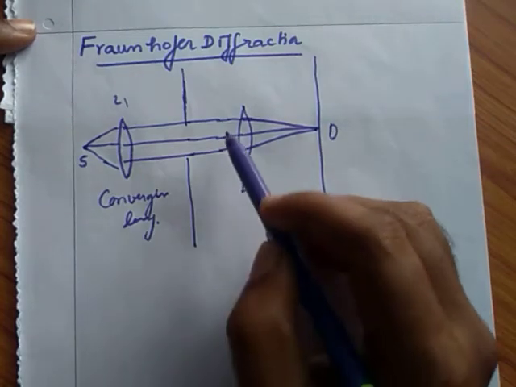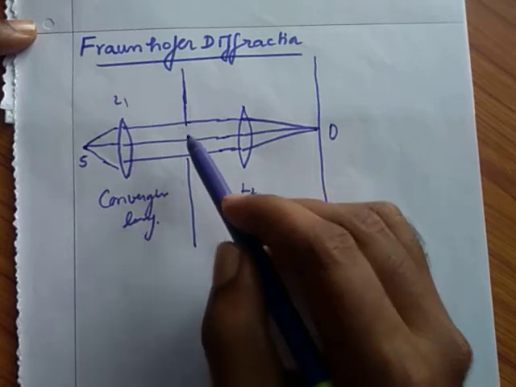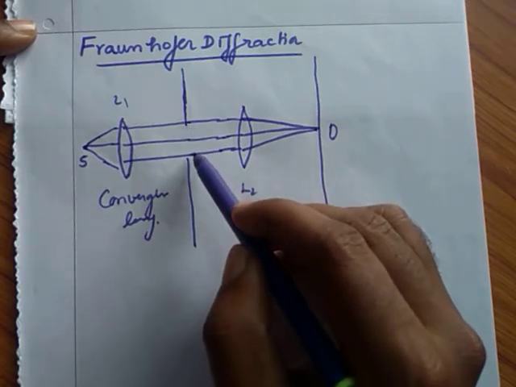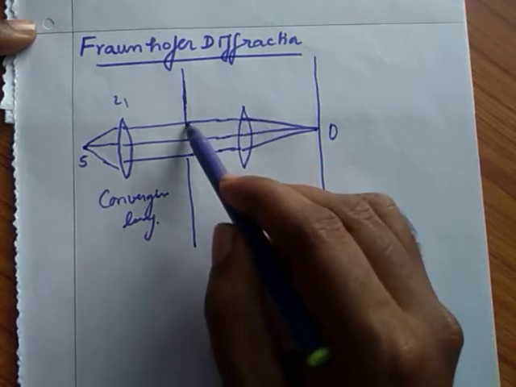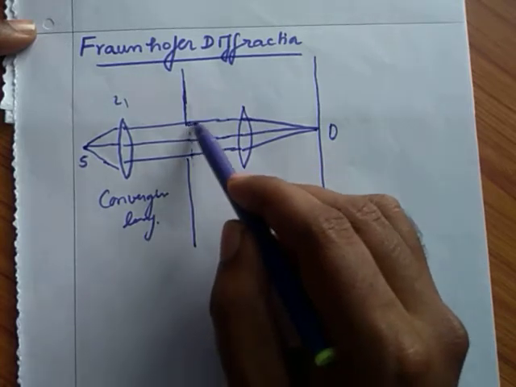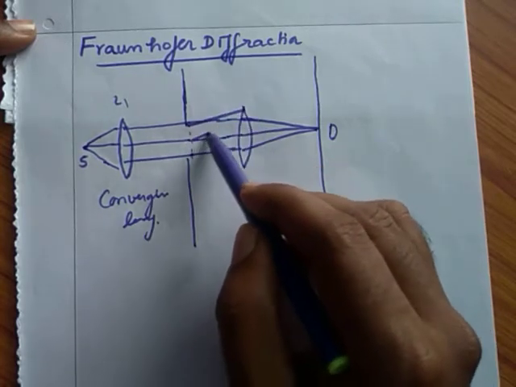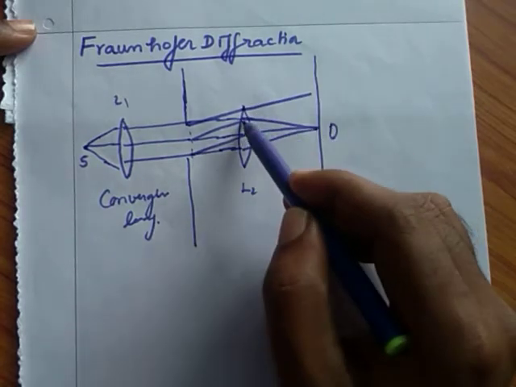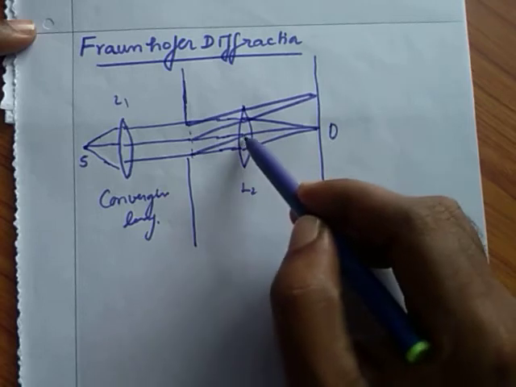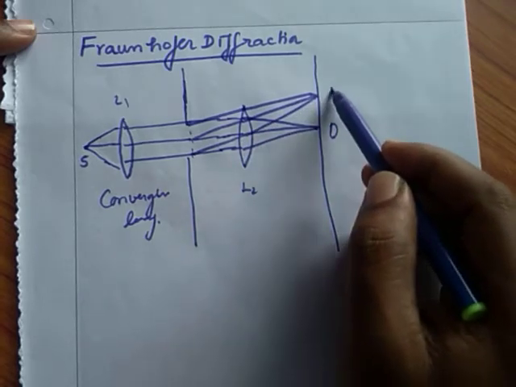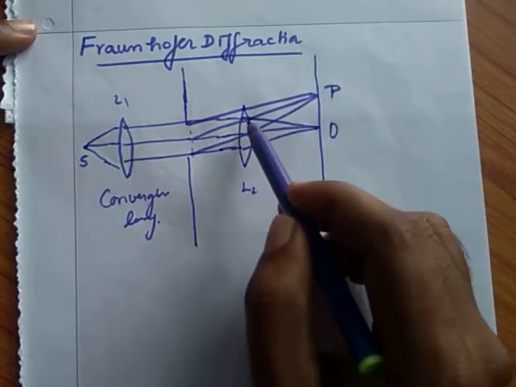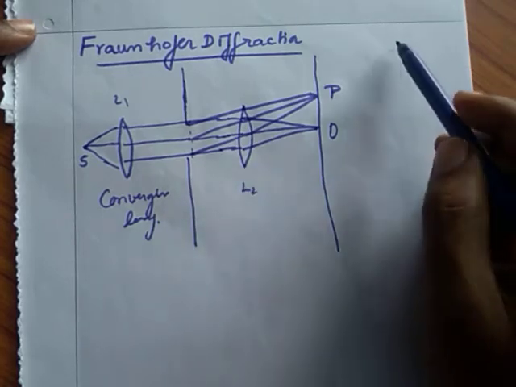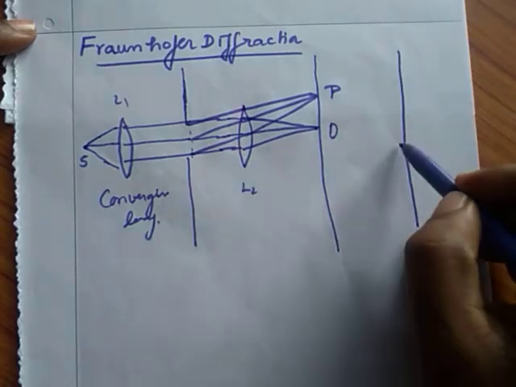According to Huygens principle, all the points on a wavefront behave as a source for secondary wavelets. Here this is a wavefront, and I consider a wavelet like this, which will meet at a point P. We can also draw it in this way. Then we get a pattern like this.